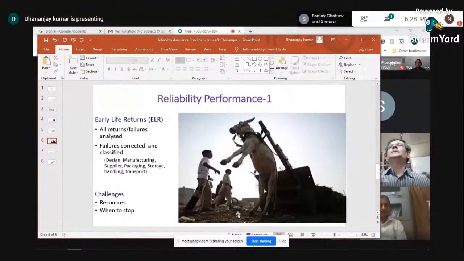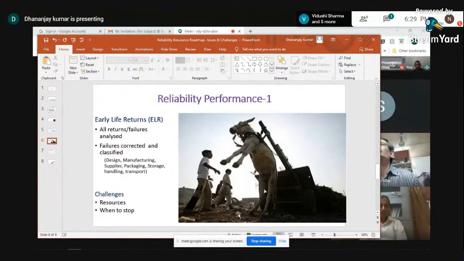Yeah, so once you have done the design and run the tests, we launch the product. In spite of whatever you do in the early stage, you are going to have some challenges. You always have a stress exceeding the strength you have designed in, either due to manufacturing issues, supplier issues, packaging issues, storage issues, handling issues, or transport issues. There is always something that comes in because there are so many factors that influence that product.